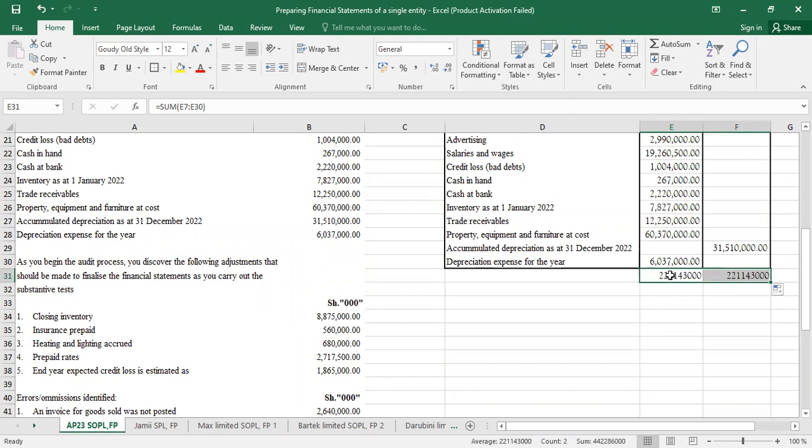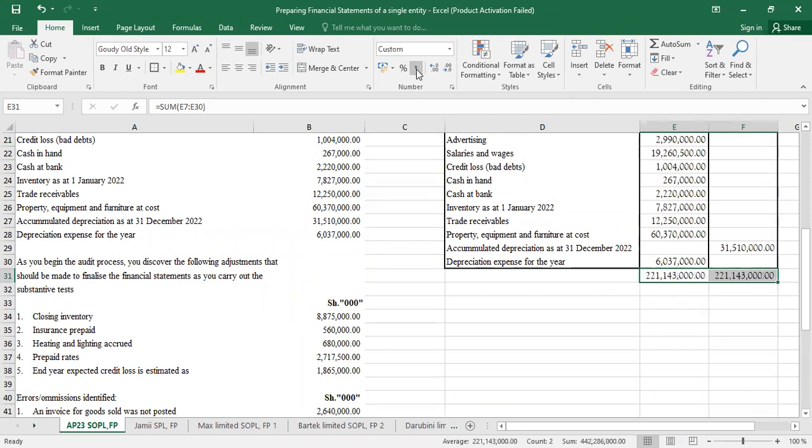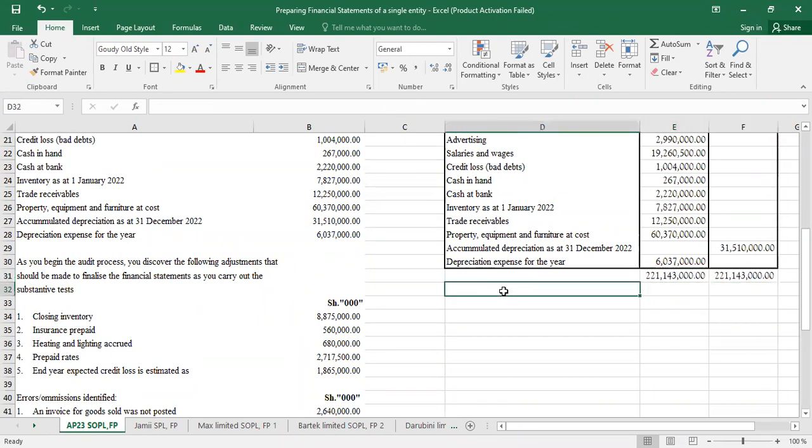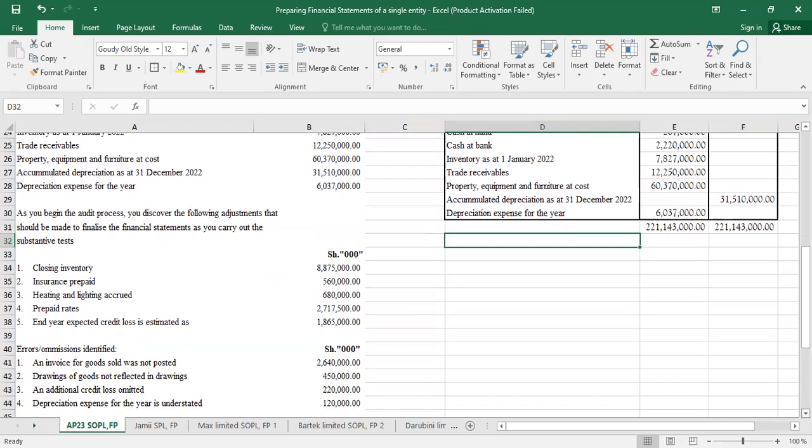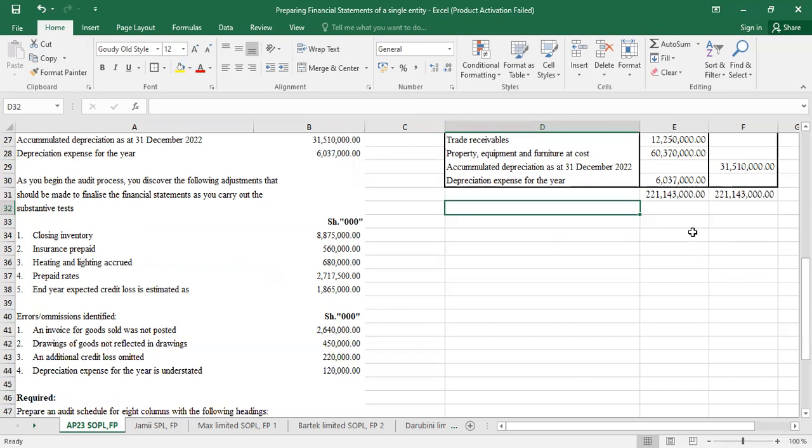I'll put comma so that it can easily be seen. You can see that now we have already created it. So this one was just the basic introduction. This is not where the journal entries apply, isn't it? This is just the first one. So the first question was to create an adjusted one. So for a trial balance, the debit column and the credit column should balance, isn't it?